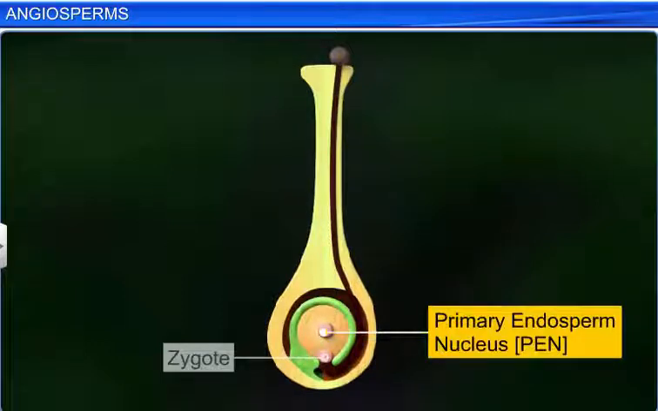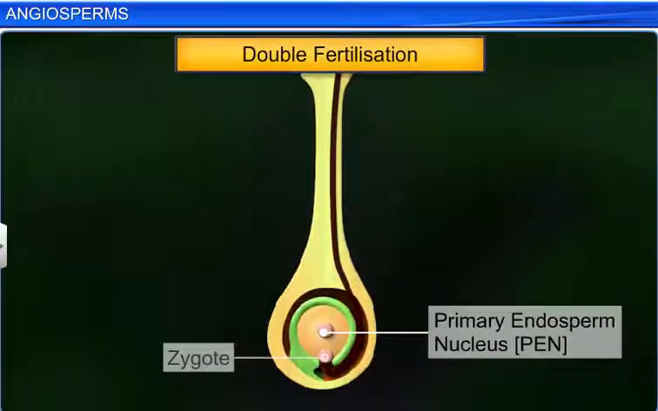While one gamete fuses with the egg cell to produce a zygote, the other gamete fuses with the diploid secondary nucleus to produce the triploid primary endosperm nucleus. This event is called double fertilization as it involves two fusions. Interestingly, double fertilization is observed only in angiosperms.